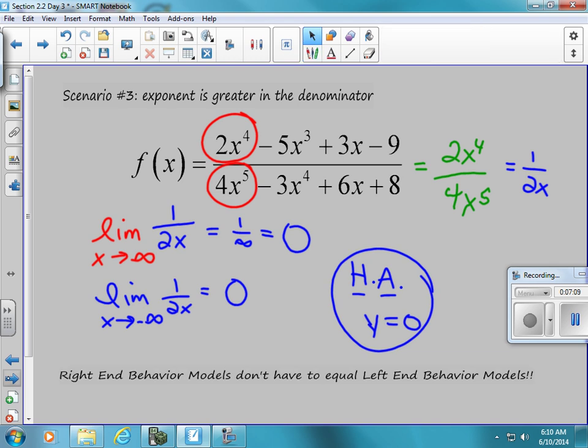And we already saw that right-end and left-end behavior models don't have to be the same, but that's in another example, and I don't think we really need to do that. You don't always have the same end behavior models depending on which way you're going. Just keep that in mind. All right, that is our lesson, and voila, maybe it worked.